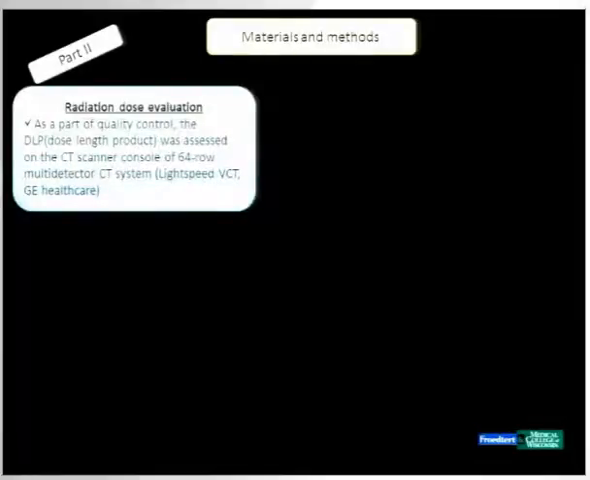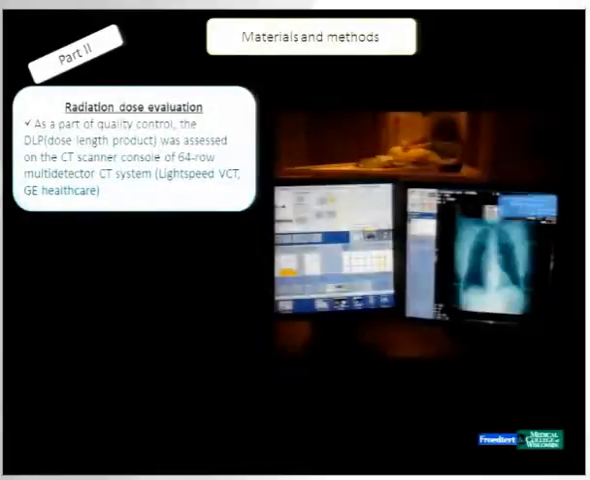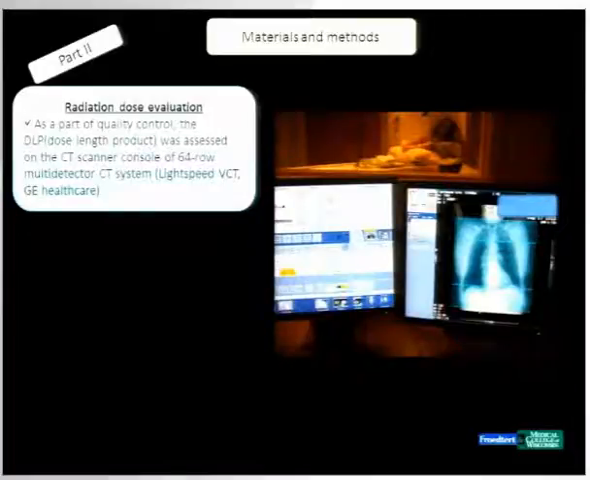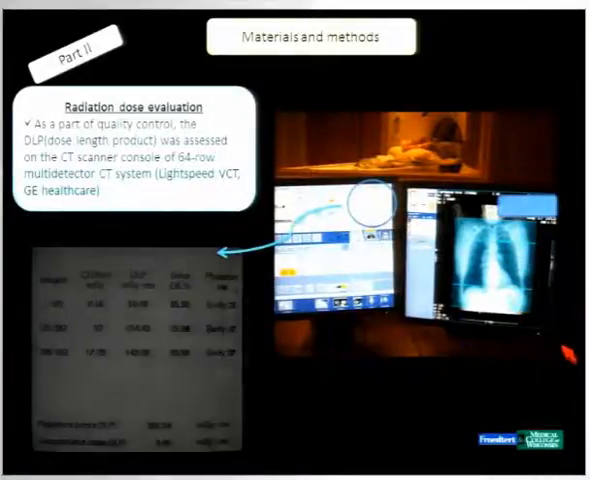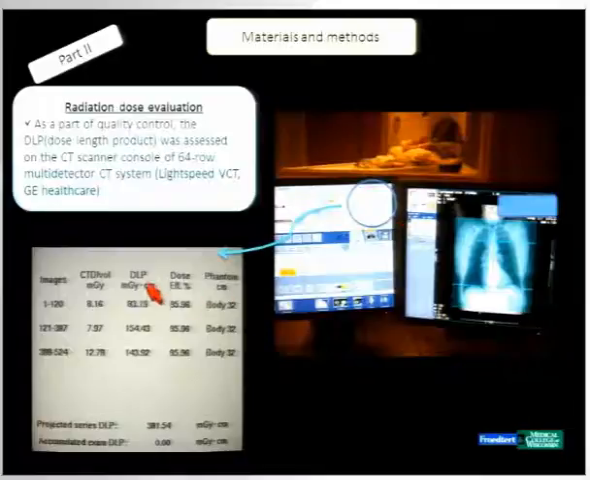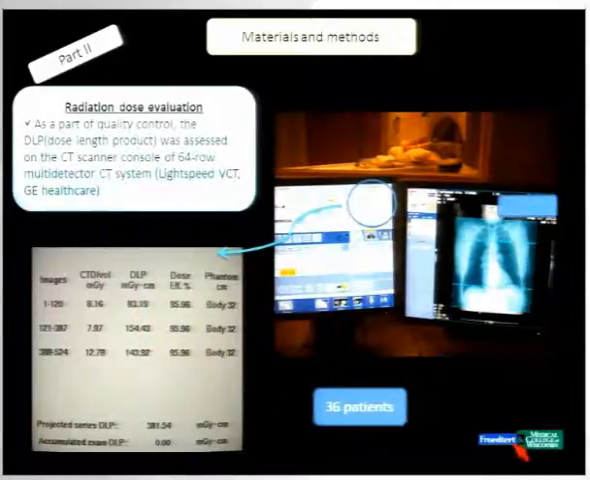Part 2 of this evaluation was a part of a quality control project, in which the DLP distribution on the 3 zones was assessed on the CT console itself. While planning an examination, if you plot 3 different zones of acquisition, the scanner console itself gives you a DLP value for the distribution, as shown in this photograph. We did this for 36 patients. These patients were not pregnant.